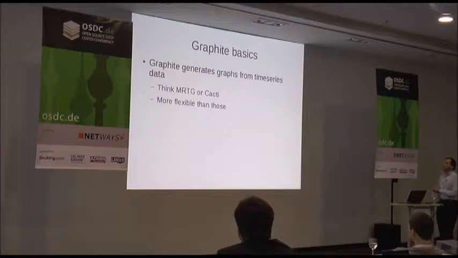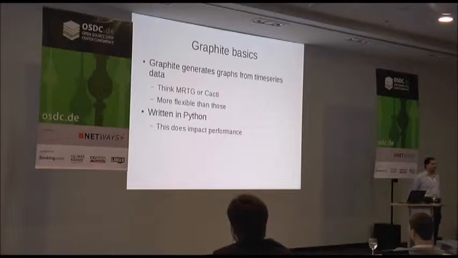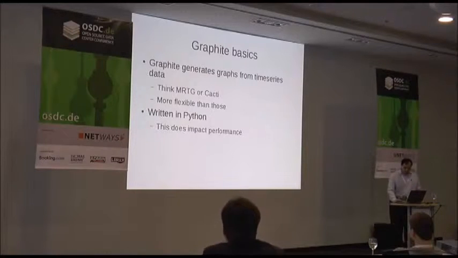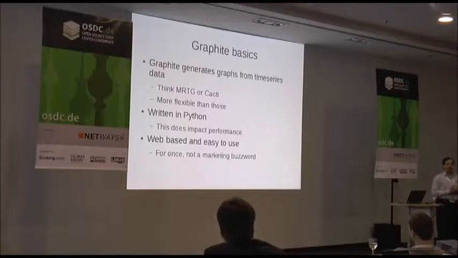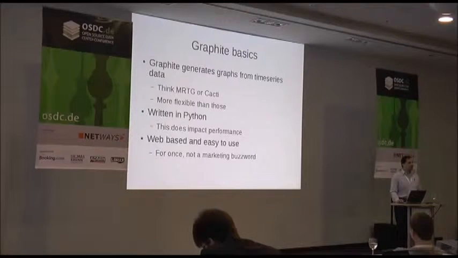So, Graphite basics. It generates graphs from time series data. It's more flexible than MRTG or Cacti or any of those static rendering tools. It doesn't quite yet do fancy front ends, but you can always write your own. It is written in Python, and at our scale, it does have a performance impact. For most people, it shouldn't matter. It's web-based and easy to use, and I seriously mean it: if you can generate a graph in Excel, you can do it in Graphite. It helps a lot when you're doing business metric stuff.